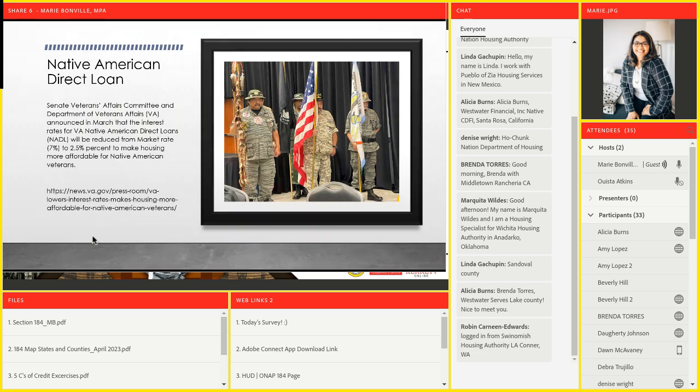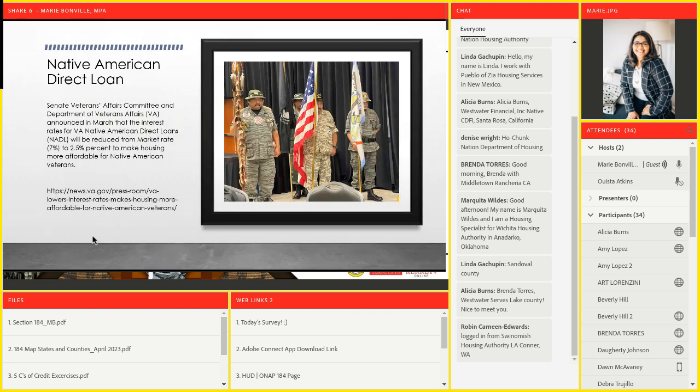As of March, the interest rate for the VA Native American Direct Loan will be reduced from market rate to 2.5%. So that's huge. I mean, right now, as of today, the 30-year fixed is 7.5%. Imagine what a difference that's going to make in terms of their mortgage payment. So that's a huge win for Native veterans. I'm thankful to have that news to share today.